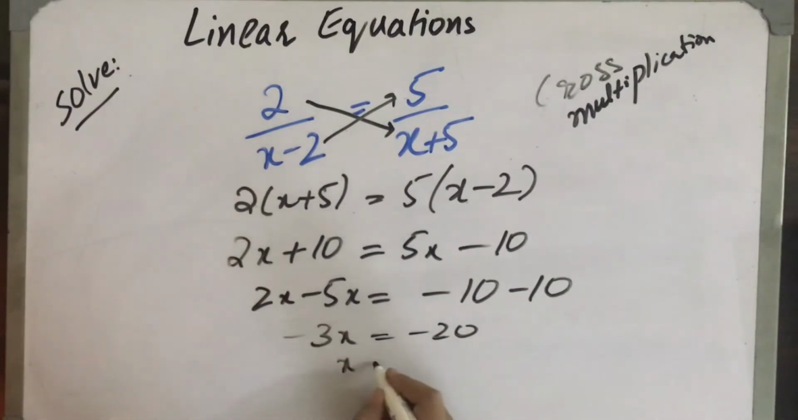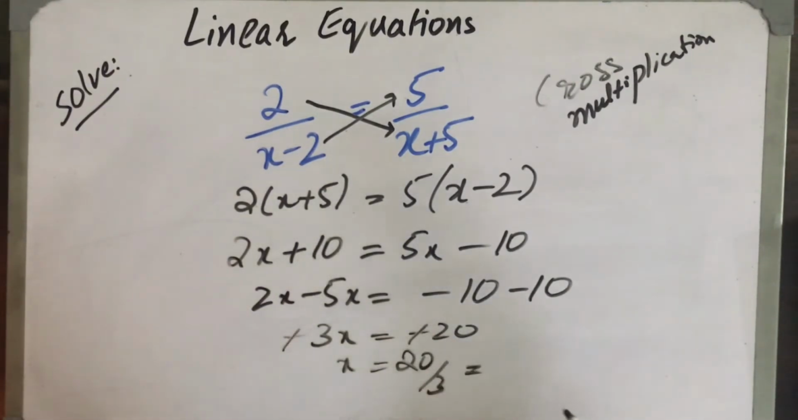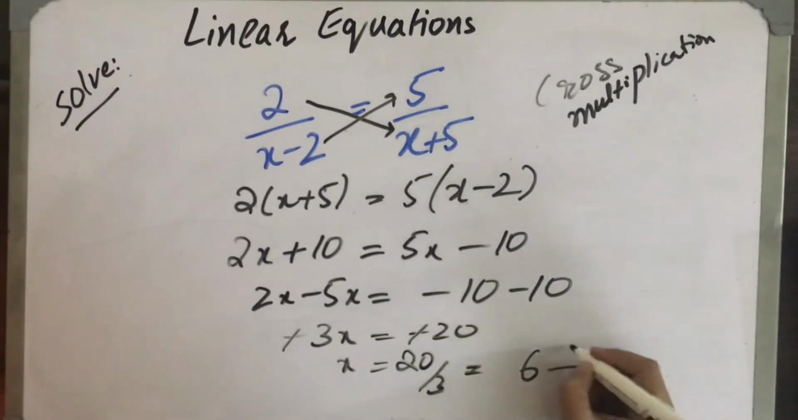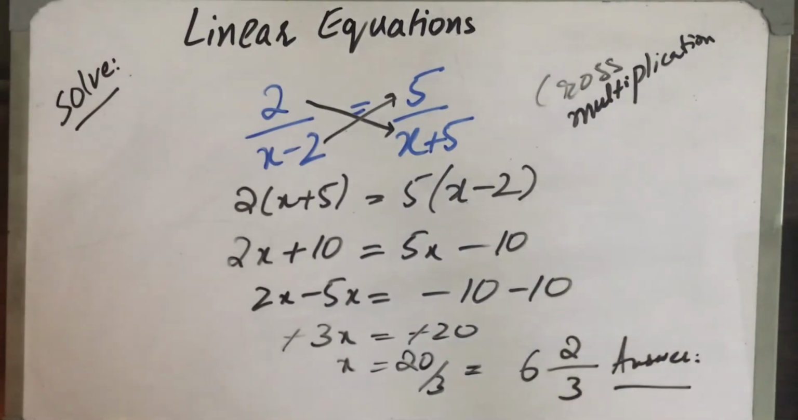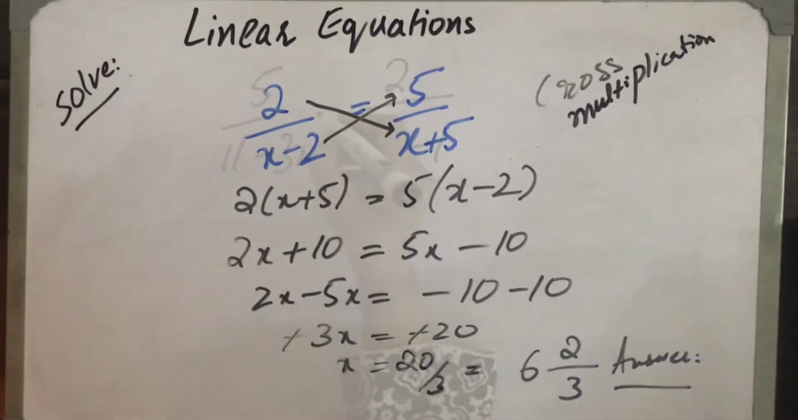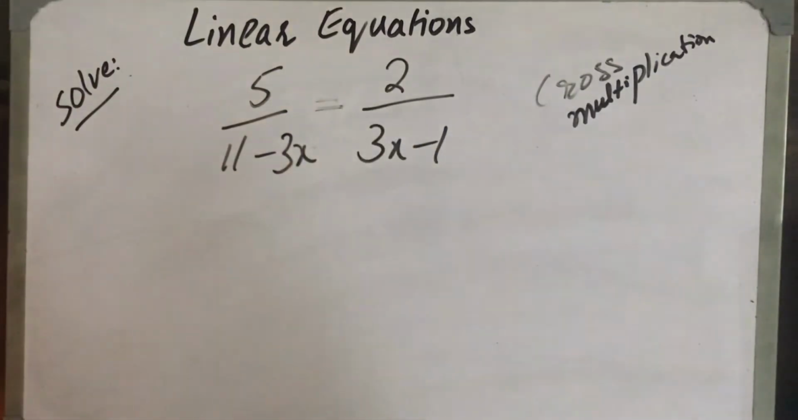Negative sign may cancel with negative sign. We have an improper fraction. This is 6 times 18, and 2 over 3. So 6 whole 2 by 3 is the final answer, the value of x. One more question related to cross multiplication.